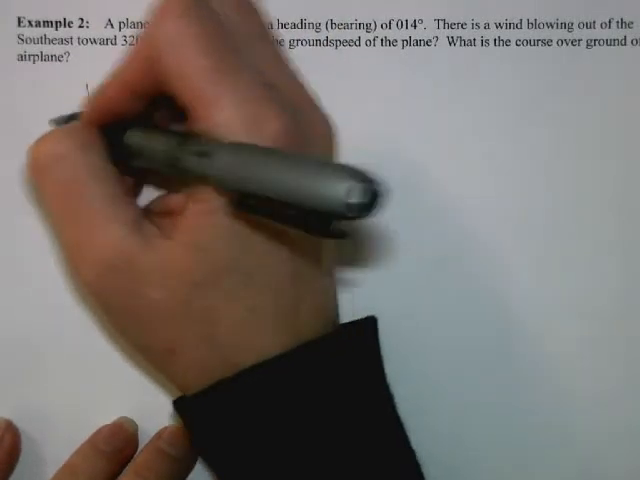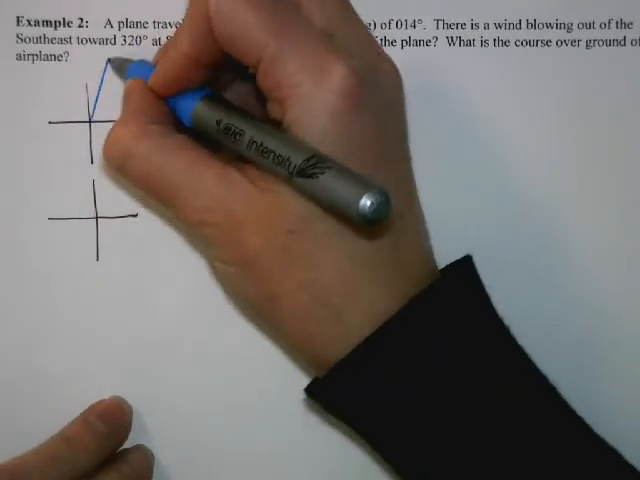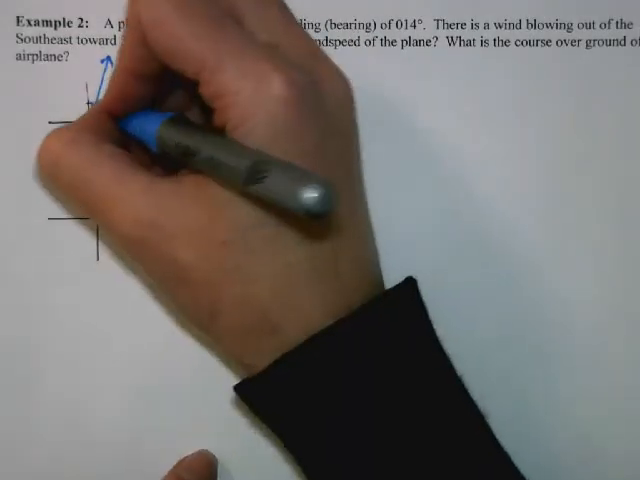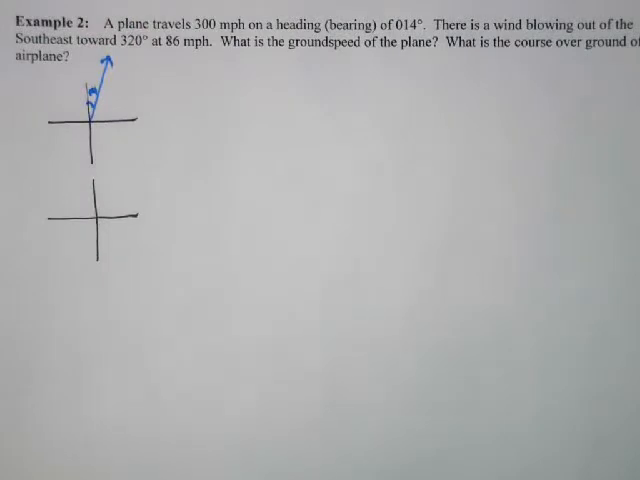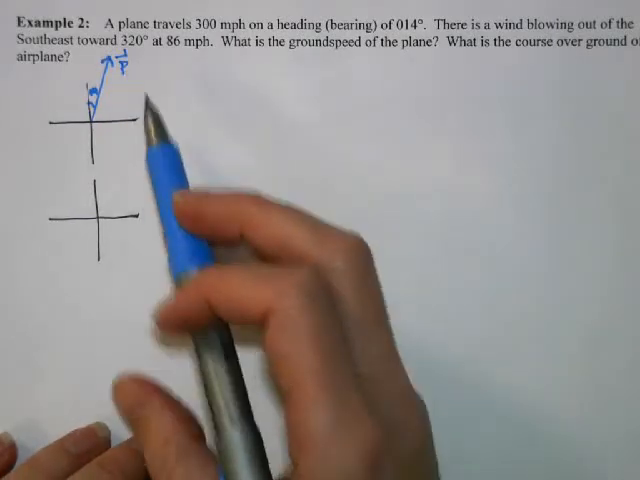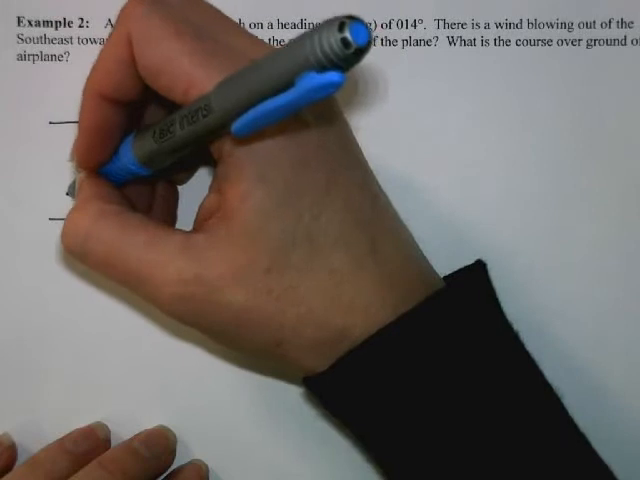Start with my pictures. So my plane is going at a bearing of 14 degrees. So this angle here is the 14. I'm going to again call that P for plane. The wind is going out of the southeast towards 320.